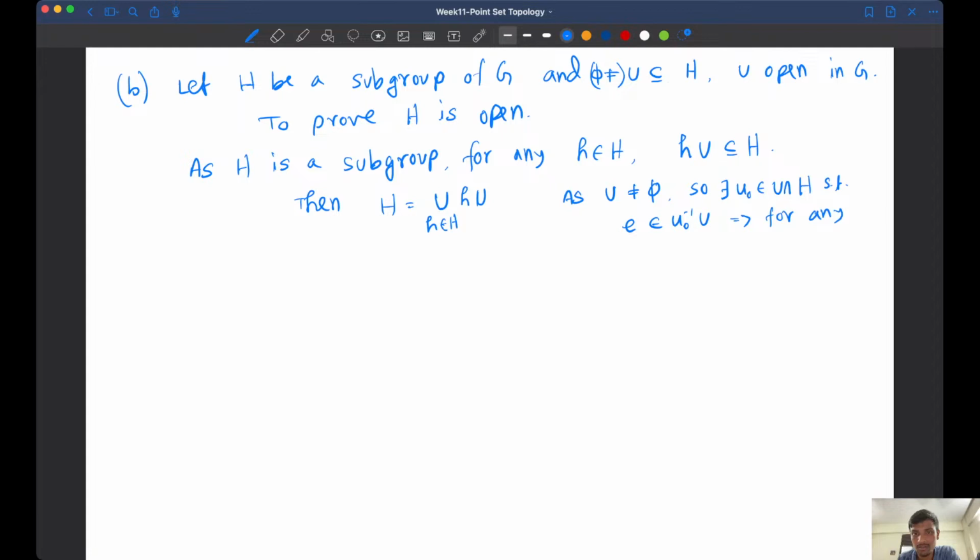And as U is open, hU is open for any h belongs to H. Again, as this left translation L_h from G to G, which sends g to hg, is a homeomorphism.